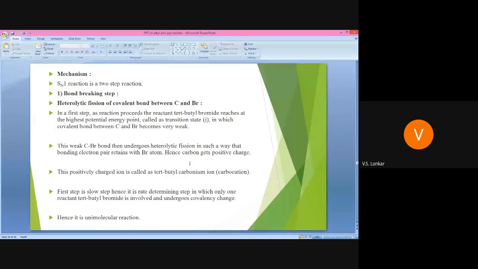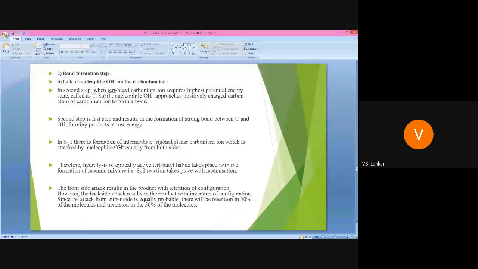In this reaction there is formation of one intermediate, the carbocation. We know the stability order of carbocations: the tertiary carbocation is more stable, then secondary, then primary. This reaction has a very simple mechanism consisting of two steps. The first step is the bond breaking step, and the second step is the attack of the nucleophile OH minus on the carbonium ion, or simply the bond formation step between the carbon and the nucleophile.